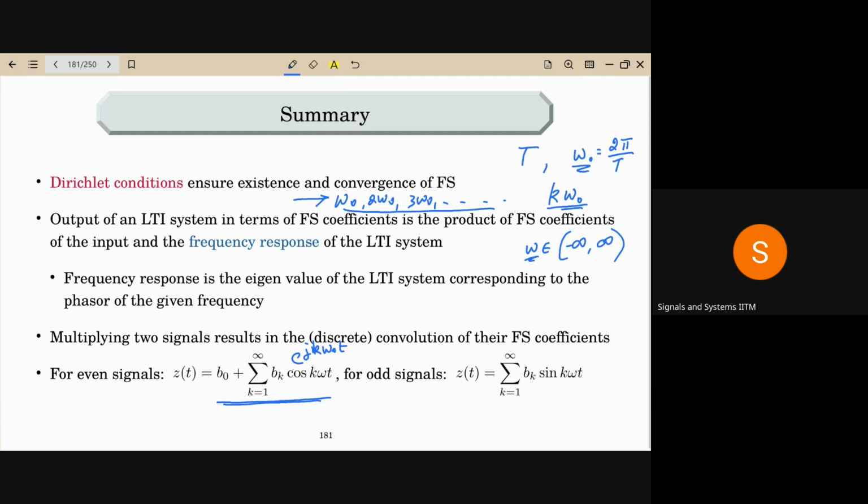Does this help, or is it still unclear? No, sir, it's clear. And sir, what is a spectrum in Fourier transform?